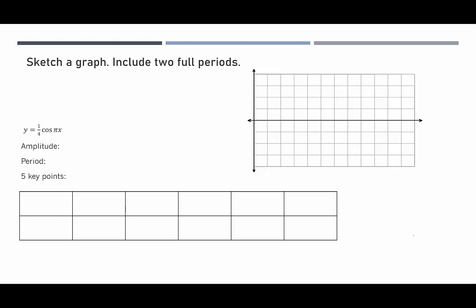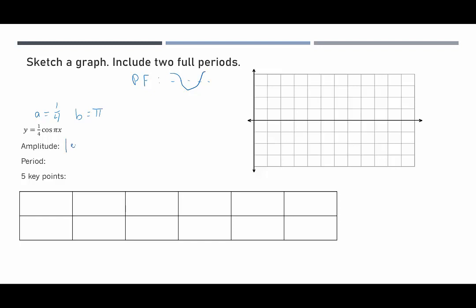Okay, so parent function, we're talking about a cosine graph, so that means that we start at the top, down to the bottom, back up to the top. It's almost like an upside down omega. And there's our midline. What information do we have here? We know that A is 1 over 4 and B is pi. Now we can figure out the amplitude and the period.